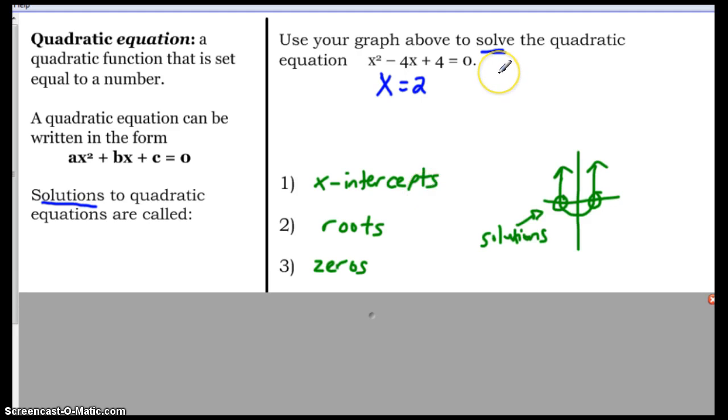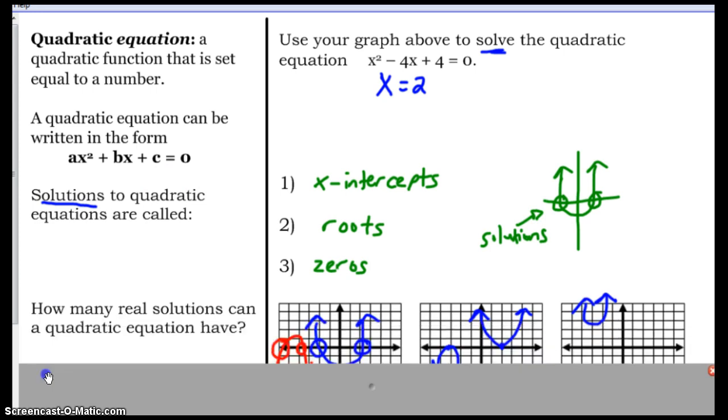So the question could be asked using these terms: solve the quadratic equation. It could say find the zeros. It can say find the x-intercepts. But it could also say find the roots. And we'll be distinguishing between the real roots and other types of roots in our last video. So when you solve by graphing, you're looking for the x-intercepts.